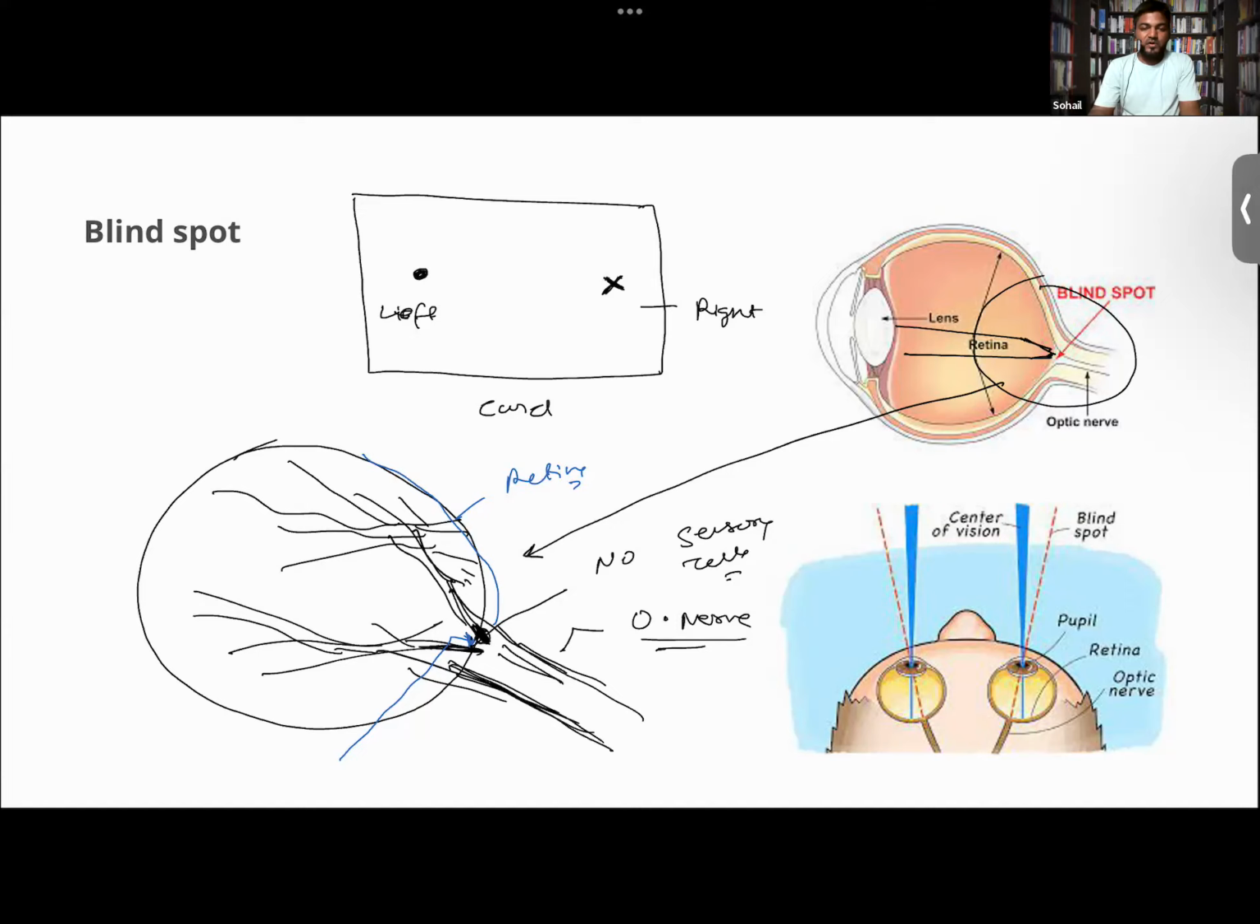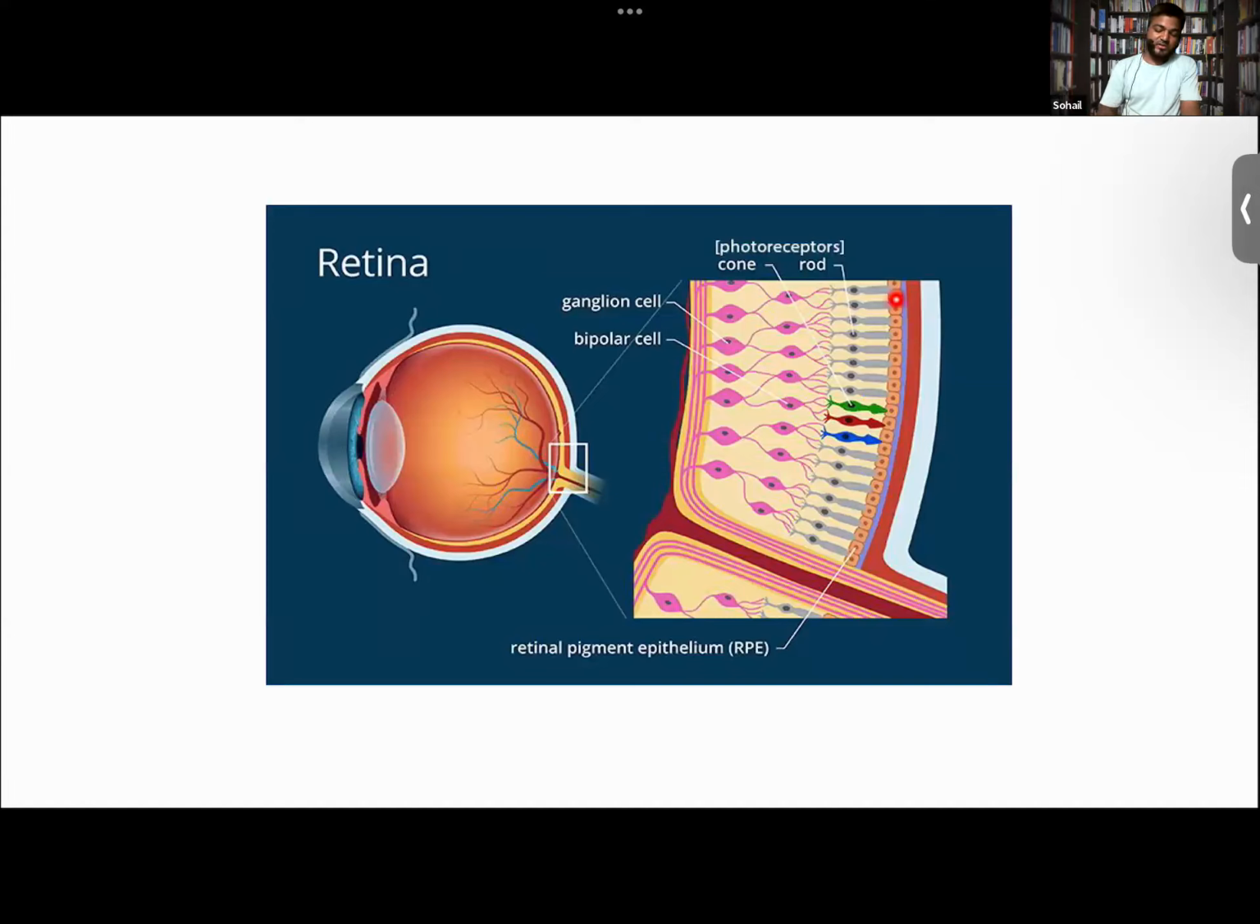Then you have the rod cells. Rod cells are sensitive to which light, bright or dim? Rod cells, R-O-D. There were two types of cells, no? The rod cells here, and these are the cone cells.